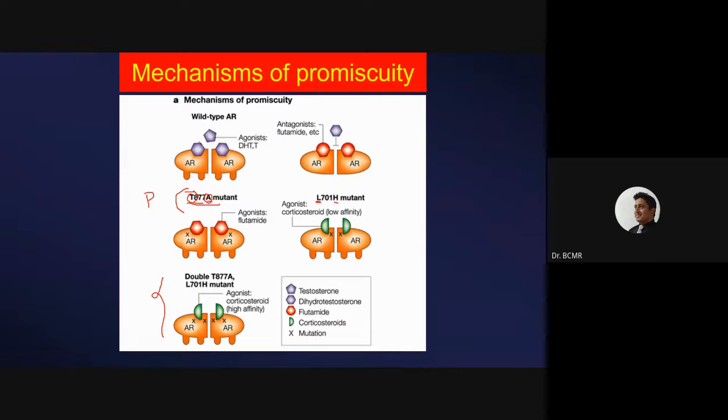So what should actually be binding to testosterone, because of the mutations, changes to bind some other molecule like this. And in another one, it is now binding to corticosteroids. Okay?